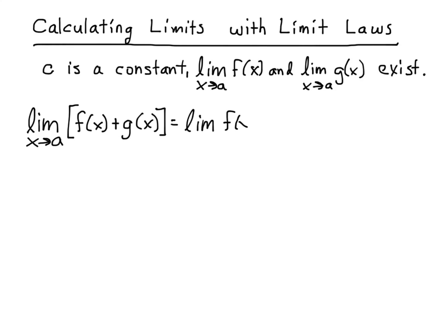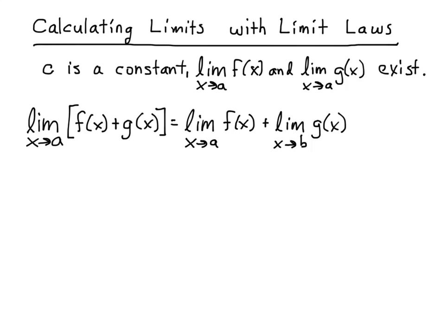The first one says if I'm going to add the two functions together and find the limit as x goes to a, I can do that by calculating the limits separately and then adding the result. So think about that. I take a function, I add it to another function, and then I find the limit of that going to a.